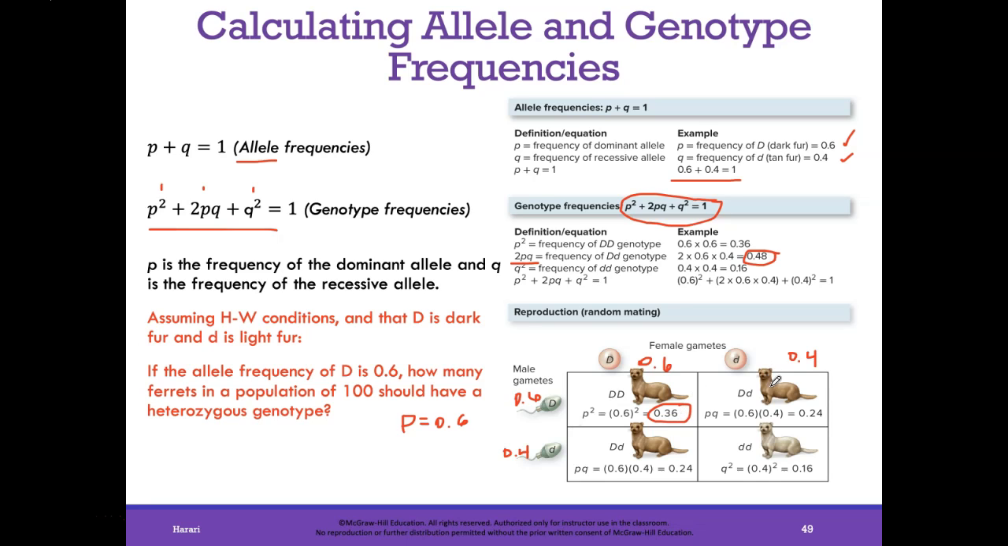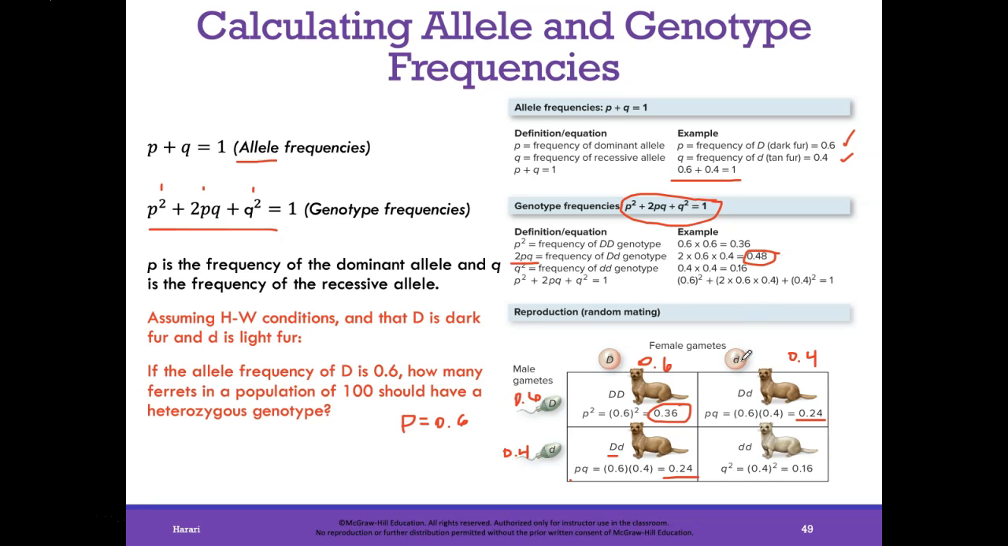Same idea of heterozygotes. We can have a big D sperm fertilize a little d egg. That's 0.6 times 0.4, which is 0.24. Or you can have a little d sperm fertilize a big D egg and still get that heterozygote of 0.24. That explains why we have to multiply p times q by 2, because you can get the big D from the sperm or from the egg. So it's 2pq that represents the heterozygotes, or 0.24 plus 0.24, which gave us the 0.48.